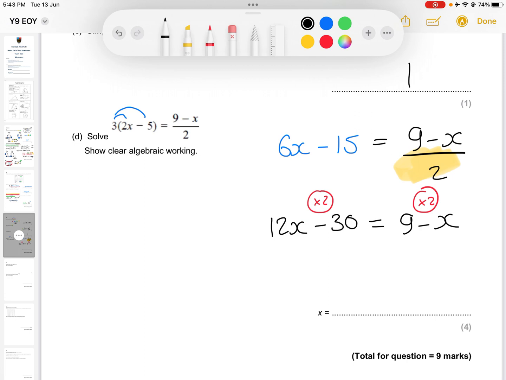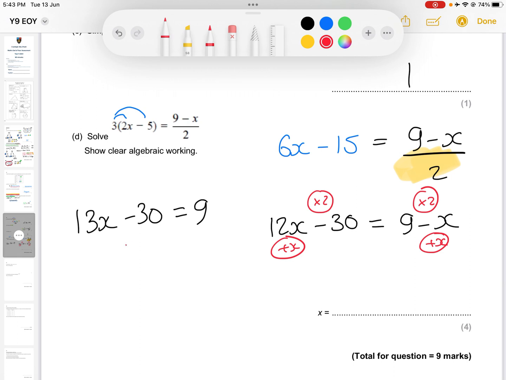From there, we have a couple of steps to go. First thing we want to do is get our x's on the same side. There are more x's on the left compared to the right, so I want to make the x's on the right hand side disappear. Adding x to both sides will make that happen. I'll take this over to the left now. So we get 13x, take away 30, equals 9.